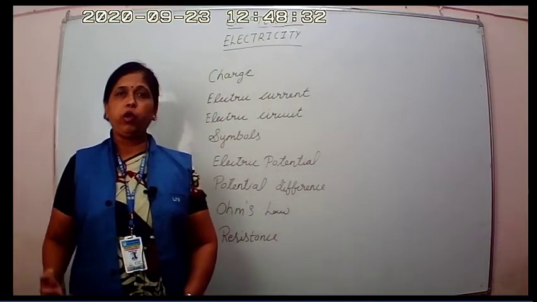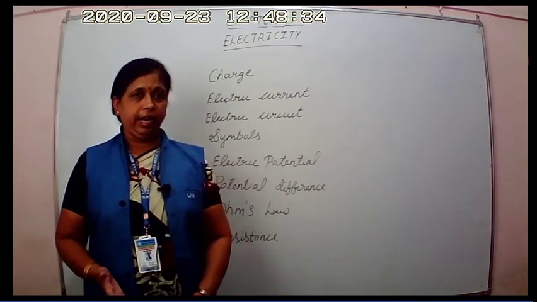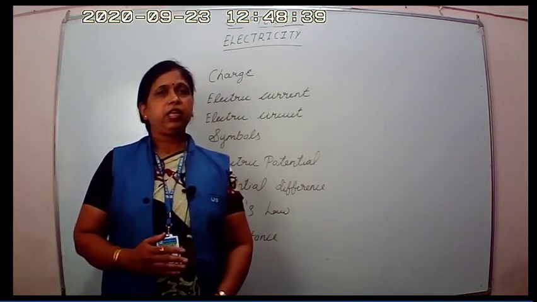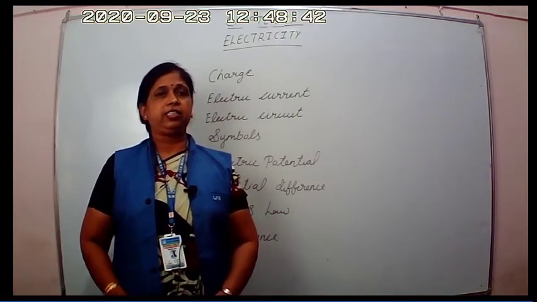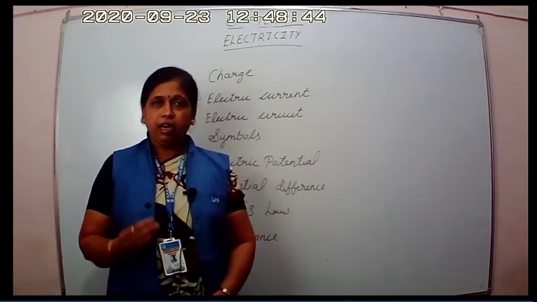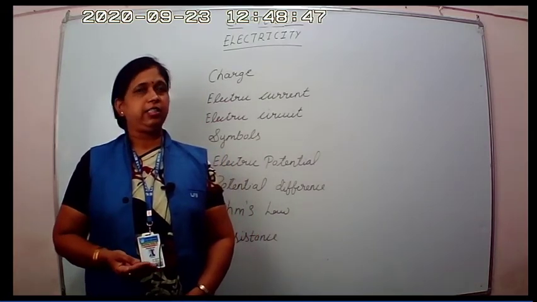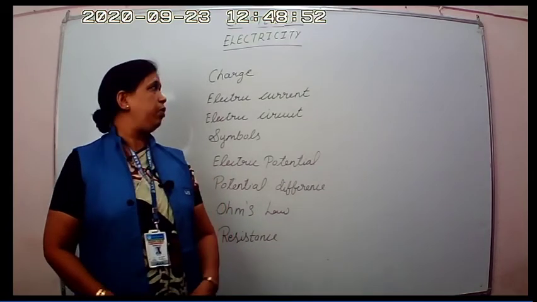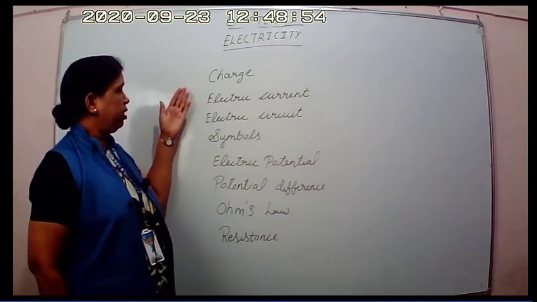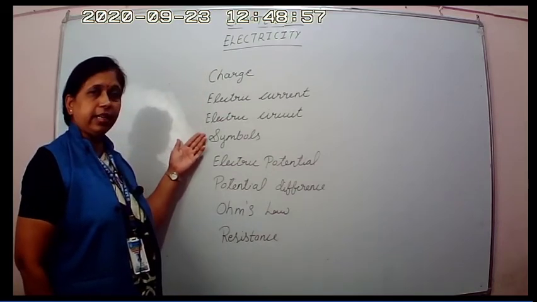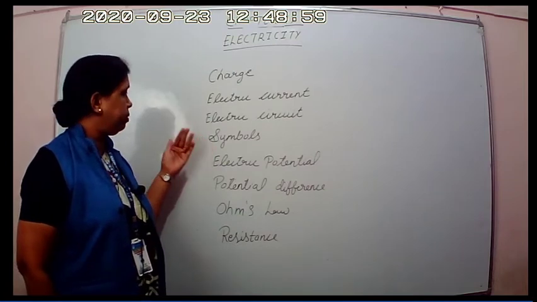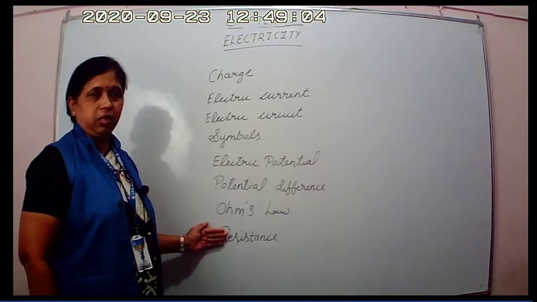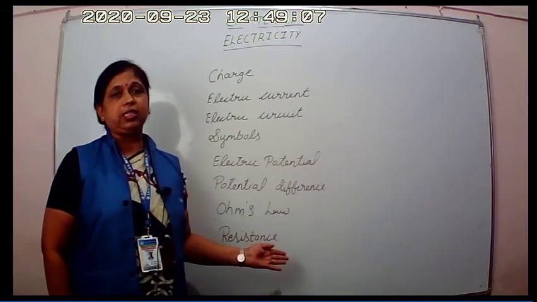For example, for glowing a bulb, running electric engines, refrigerators, ACs, and so on. So there is hardly any field where electricity is not needed. If on a particular day electricity is not there, we see how we feel, clear? So in today's topic we are going to study what is charge, what is electric current, electric circuit, symbols related to electric circuit diagrams, electric potential, potential difference, Ohm's law and resistance. So now I will be showing you all this in our slides.